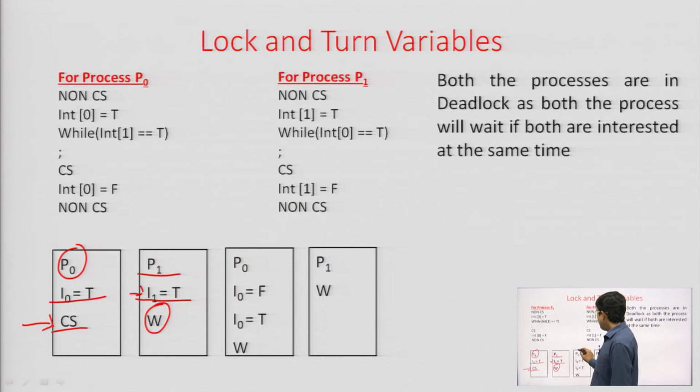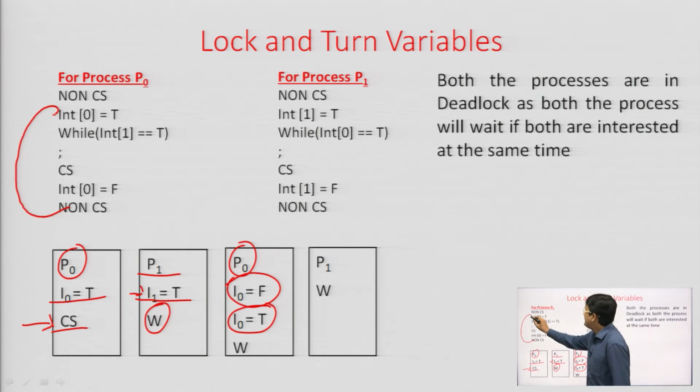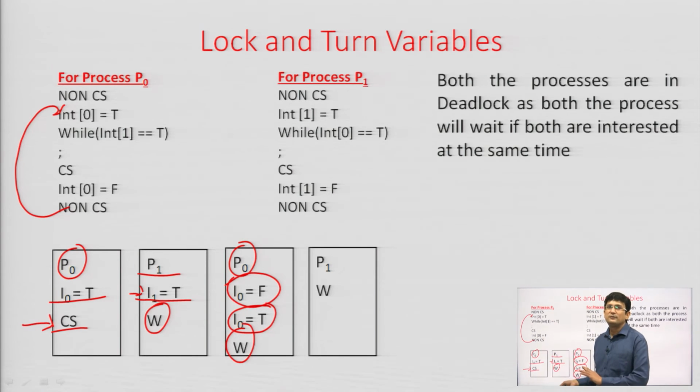Now the P0 process, after exiting the critical section, sets its value as false, and then it wants to enter the critical section again, so it again sets its value as true. Since interested 1 is also true and interested 0 is also true, this process will also wait. Since this process will wait, it means P0 is waiting, P1 is waiting, they are in deadlock. Neither is P0 allowing P1 to enter, nor is P1 allowing P0 to enter. So there is a deadlock condition here.